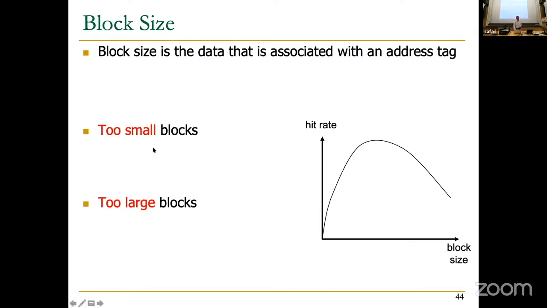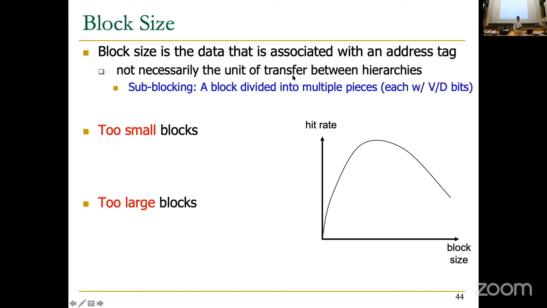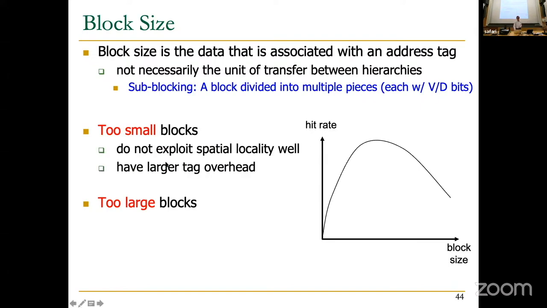So I should also mention that block size is not necessarily the unit of transfer between the hierarchies. If you do sub-blocking, for example, you transfer sub-blocks between the different levels. So I'm ignoring sub-blocking in this graph. We're just looking at blocks, no sectoring, no sub-blocking. If you have too small blocks, each block doesn't exploit spatial locality well because the block is smaller, 8 bytes, for example, or 1 byte, let's say. And you have larger tag overhead, clearly, right? So basically, that's why your hit rate is low.